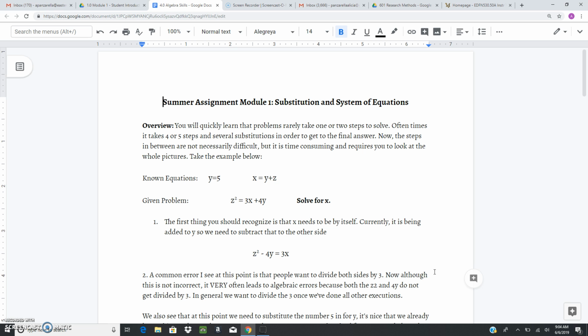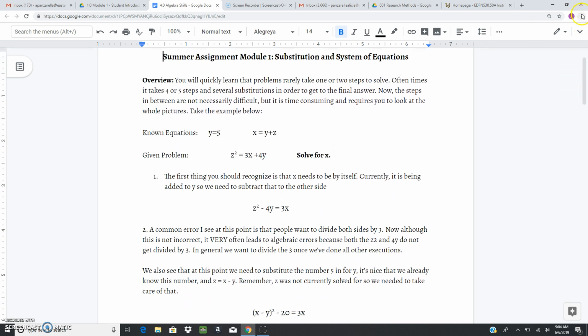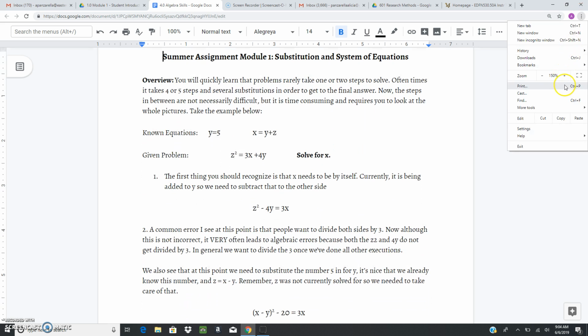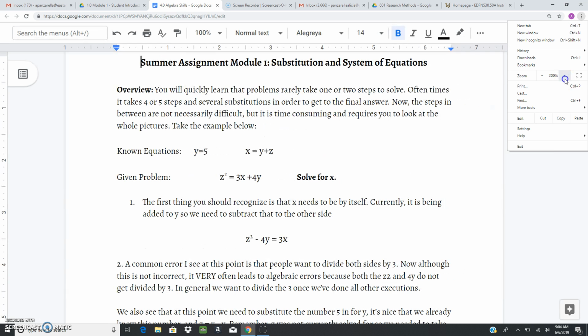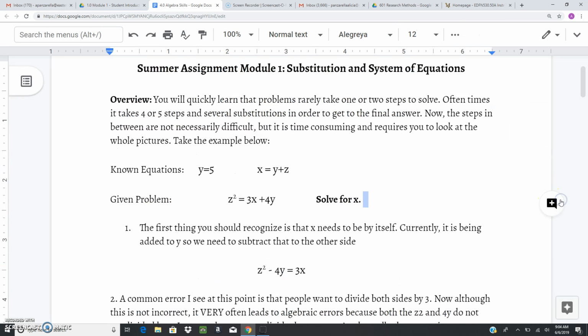It's also pretty rare that we only have one or two steps to a problem. So we can clearly see here that we have two known equations and a given problem, so there's probably going to be a couple steps involved. The goal of this problem is to solve for x, which is pretty common in your math classes. And we're going to be doing the same thing in physics, except it's not just going to be x, some random variable. It is going to have a purpose.